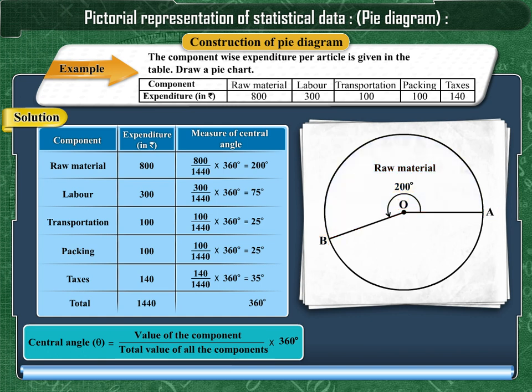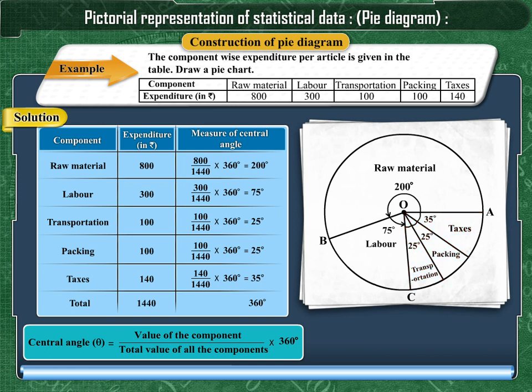The measure of central angle corresponding to the percentage of electricity used in the morning is 108 degrees. In the afternoon, it is 144 degrees. In the evening, it is 72 degrees. And in the night, it is 36 degrees. The sum of the measures of central angles is 360 degrees. Let us now draw a pie diagram.